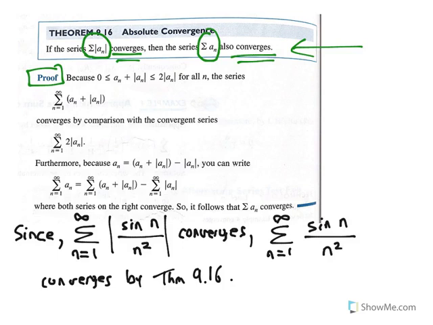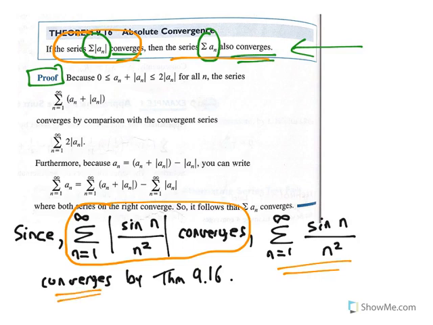So by Theorem 9.16, we can conclude the following. The hypothesis of the theorem states if the corresponding absolute value series converges, and we saw that with our example, we saw that the corresponding absolute value series converges by direct comparison to the convergent P series. This theorem allows us to conclude that the original sine series also converges. So we're able to reach the conclusion that the original sine series converges by using this theorem.